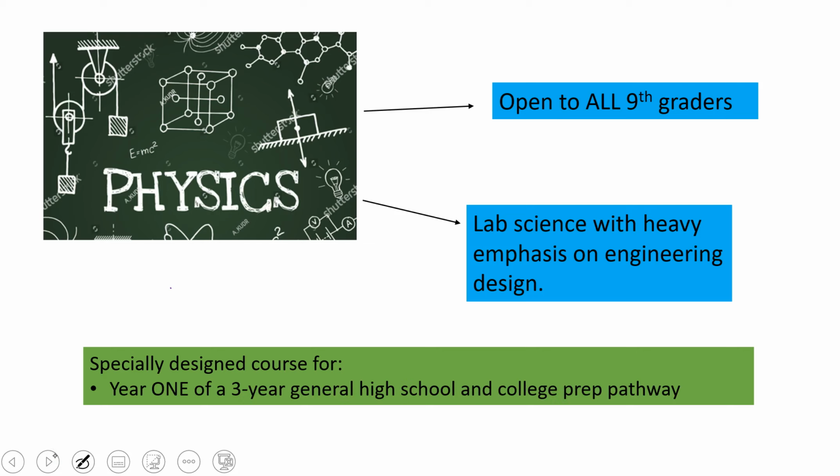Because of that, we consider it year 1 of a 3-year general high school and college prep pathway. So this would be the first year of science that you take, followed by 2 more years of lab science in chemistry and biology. And in that 3-year sequence, you would meet all requirements for high school graduation, plus the requirements for most 4-year institutions in the state of Washington.